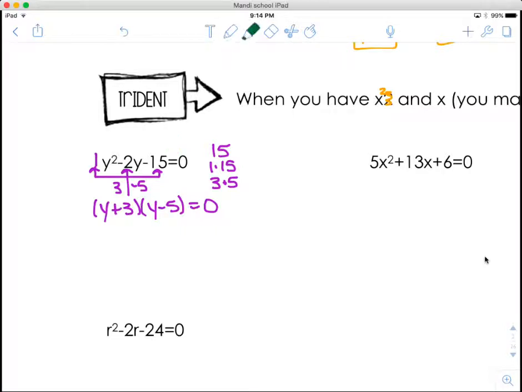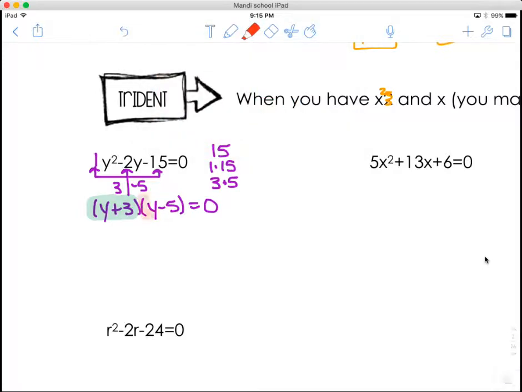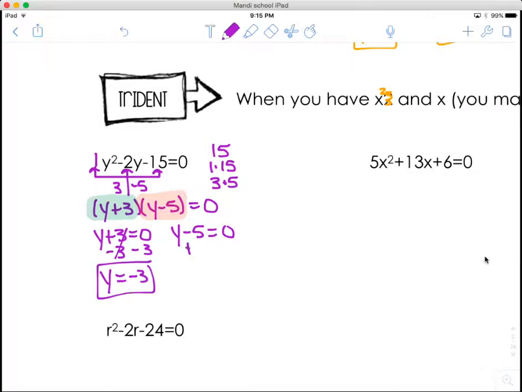So to do that, once again, you have the first set of parentheses, you have the second set of parentheses. Each one of those is set equal to 0. Y plus 3 equals 0. Y minus 5 equals 0. Subtract 3 from both sides, so y equals negative 3. And add 5 to both sides, and y equals a positive 5.